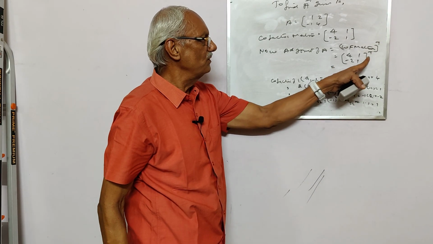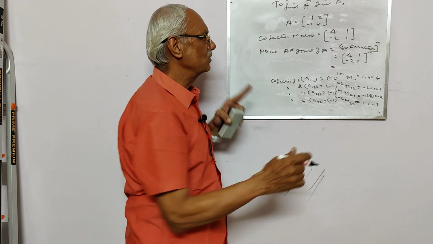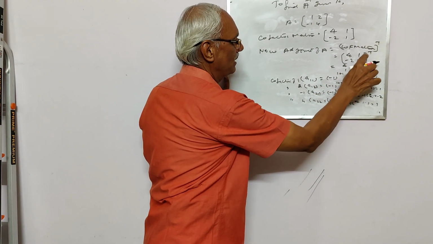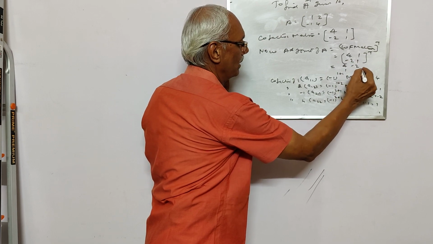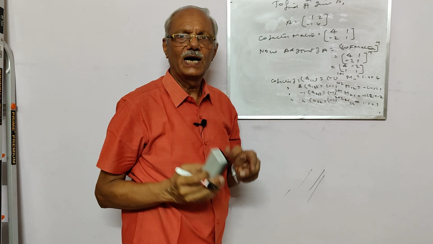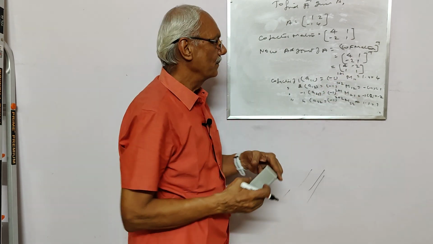What is the transpose of this? Change rows to columns. That is enough. So what is this row? 4, 1. What is this? Minus 2, 1. So the adjoint of A is 4, minus 2, 1, 1.